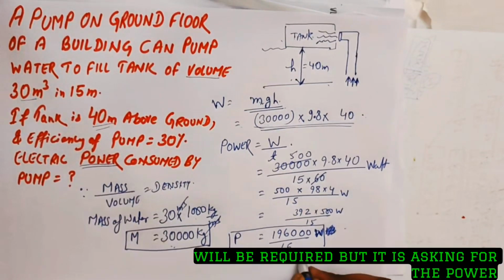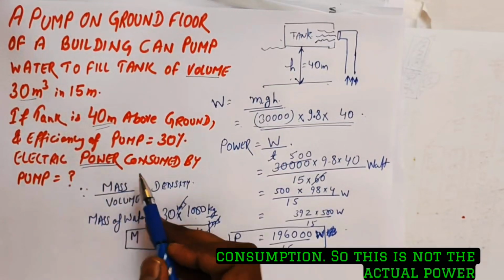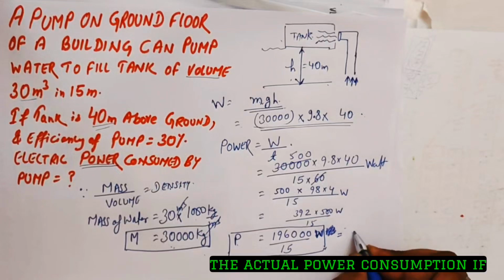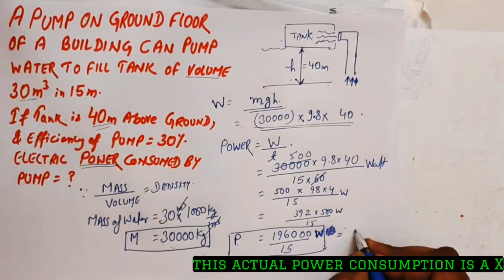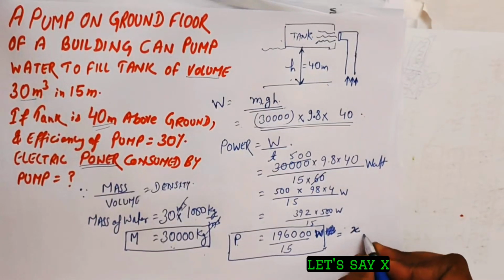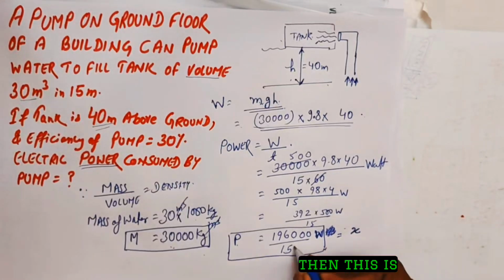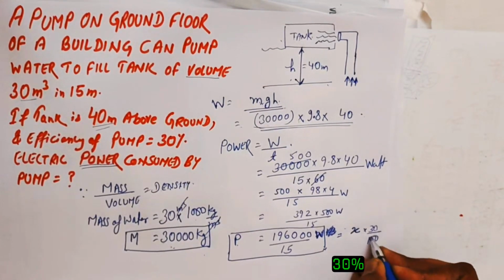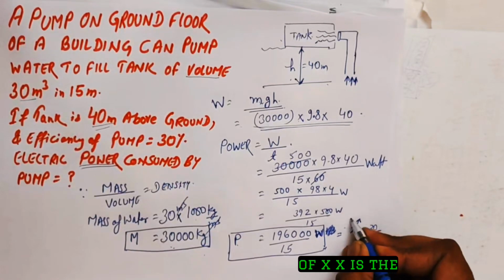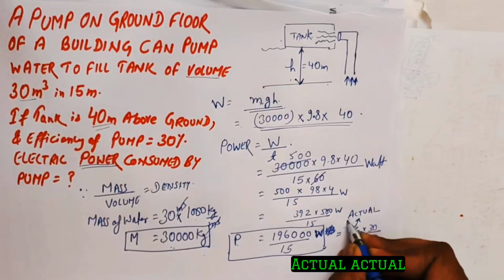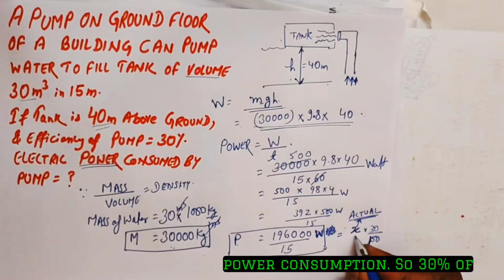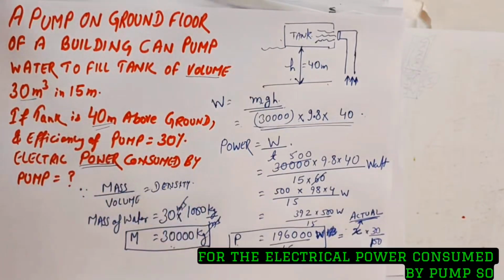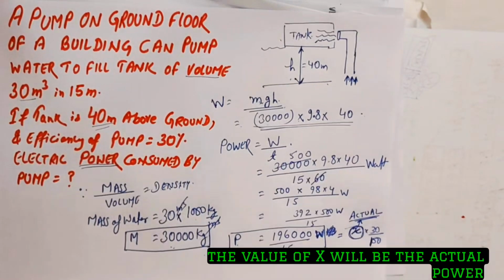This much watt will be required, but it is asking for the power consumption. So this is not the actual power consumption. If the actual power consumption is, let's say, x, then this is only 30% of x. So 30% of x is this much watt. It is asking for the electrical power consumed by the pump, so the value of x will be the actual power.